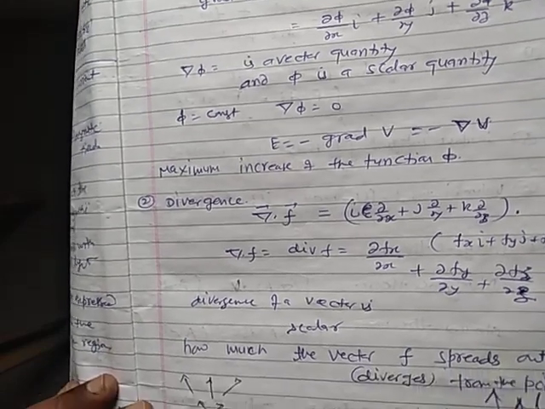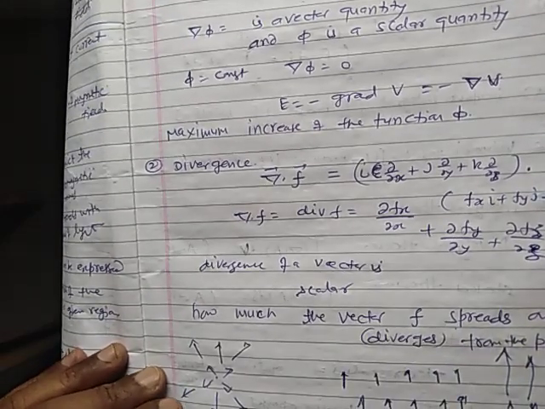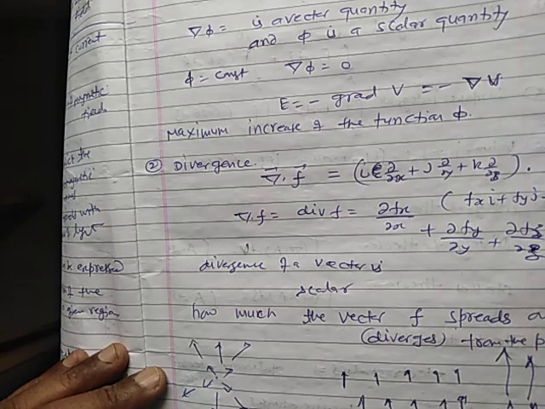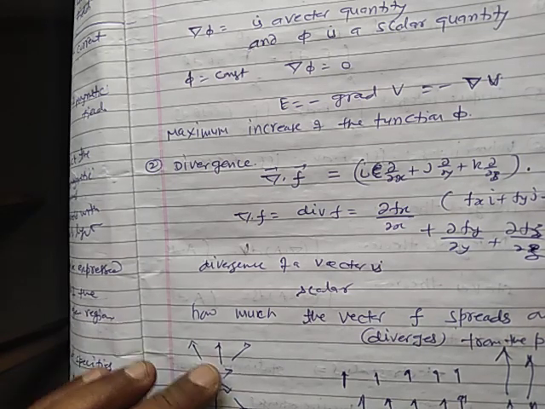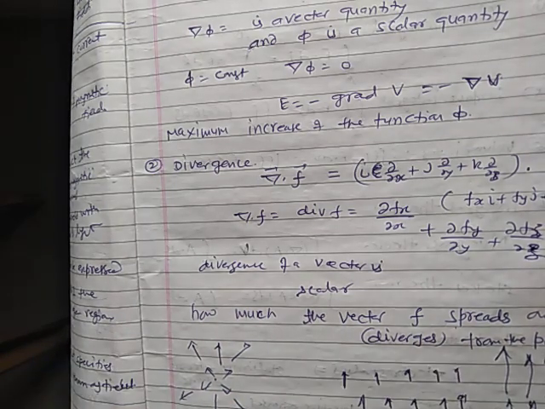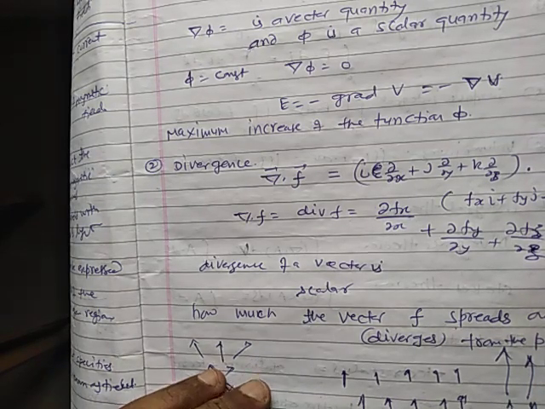There are three diagrams. The first diagram shows a large divergence, the second zero divergence, and the third positive divergence. If divergence is positive, then it is a source, and if it is negative divergence, then we call it a sink.